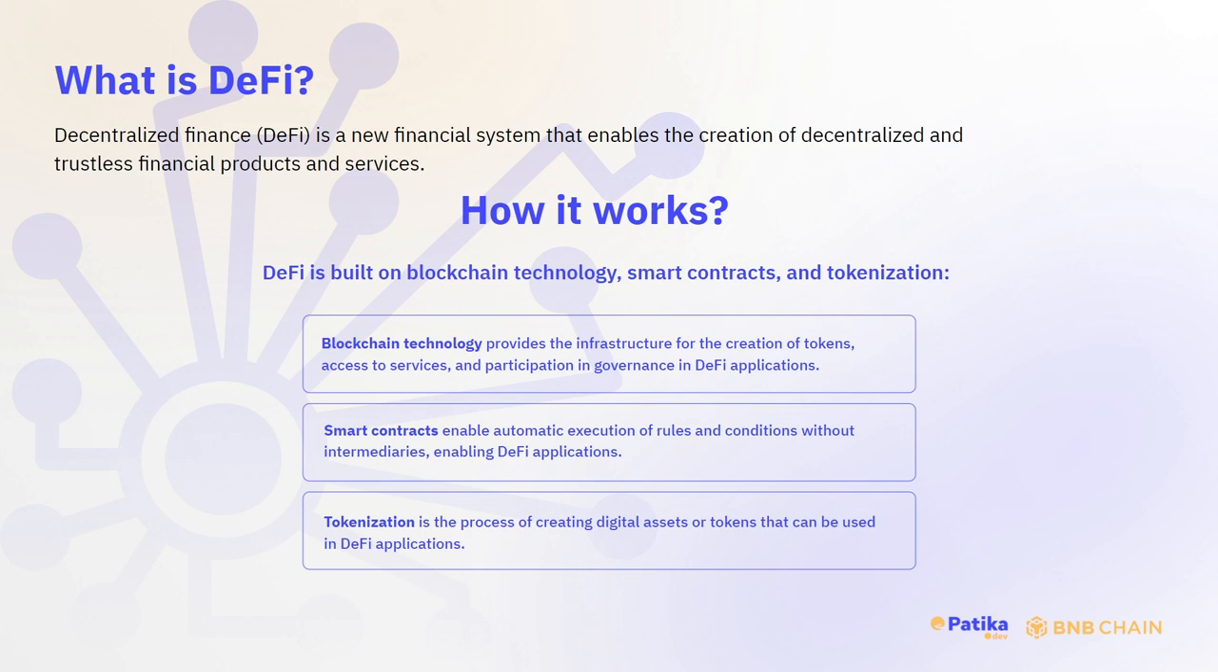Tokenization is the process of representing real-world assets as digital tokens on the blockchain, and these tokens can be used to represent ownership of the assets or give access to a service, and can be traded securely and efficiently on the blockchain. Together, blockchain technology, smart contracts, and tokenization enable the creation of decentralized systems that can facilitate secure and efficient transactions of assets without the need for intermediaries.